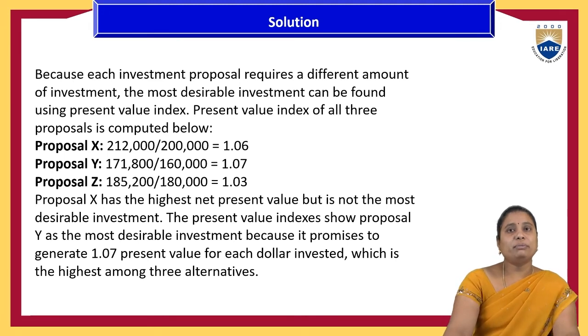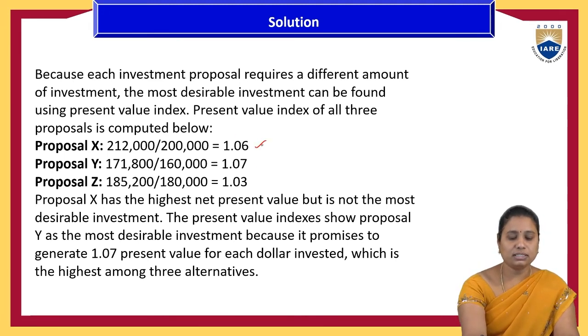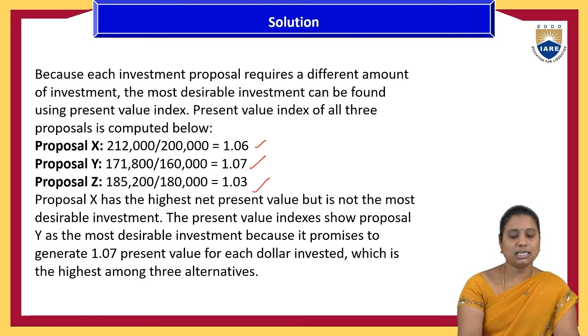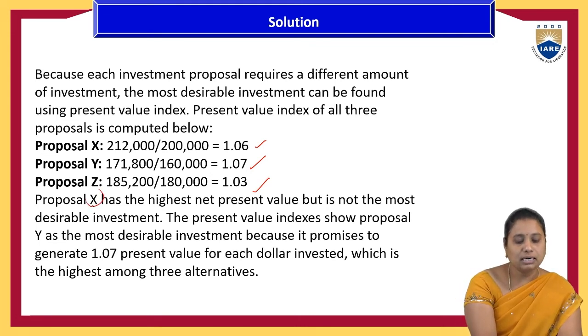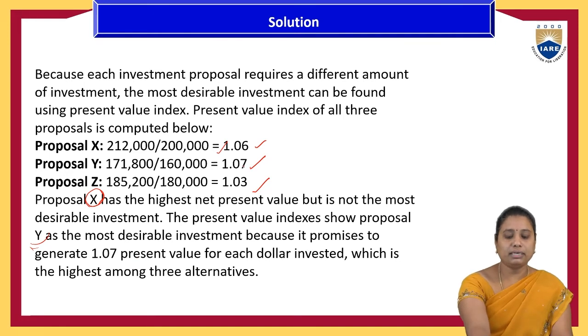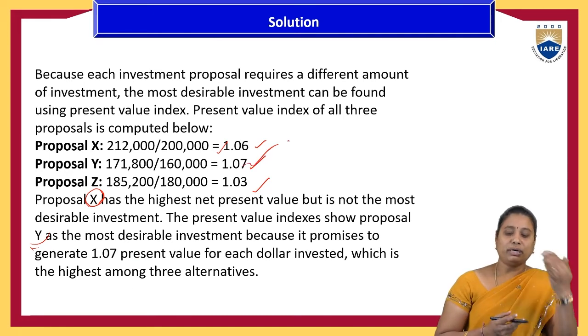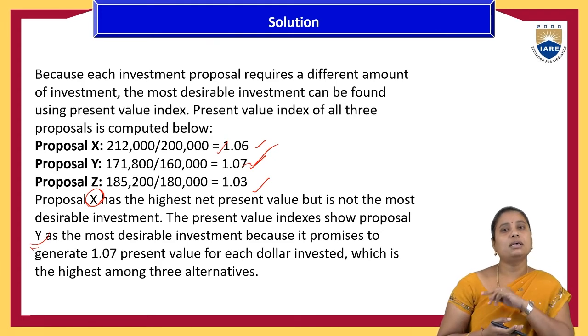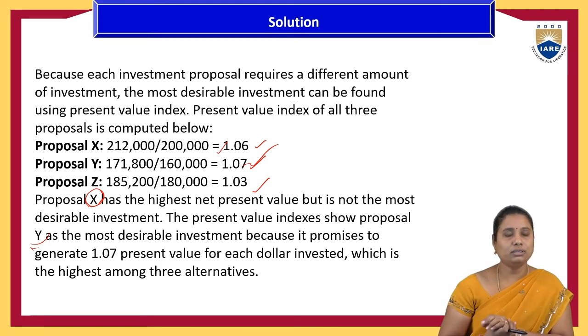So if we see the profitability index, for company X it is 1.06, for Y 1.07, for Z 1.03. X has the highest NPV, but it is not the most desirable investment, because although X has the most NPV, its ratio is less. But Y shows a moderate NPV but the highest profitability index. So it is better to go with machinery Y than machinery X, by considering the NPV as well as the profitability index methods.